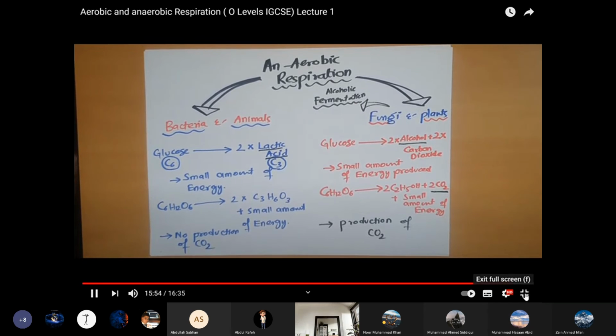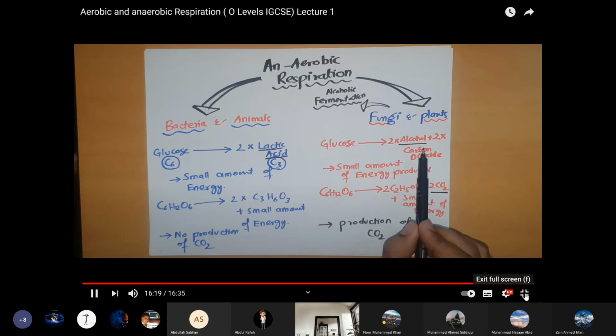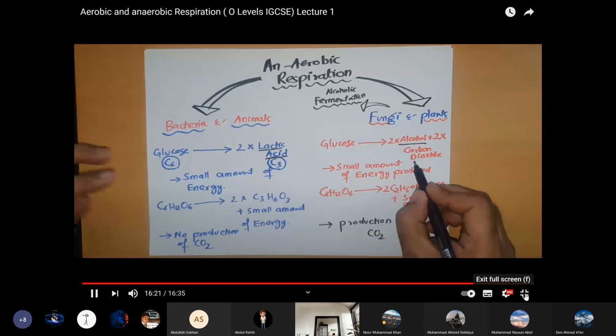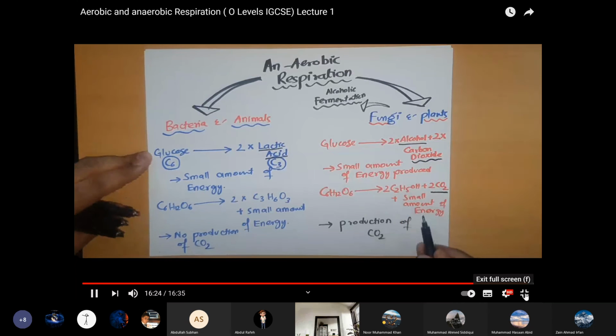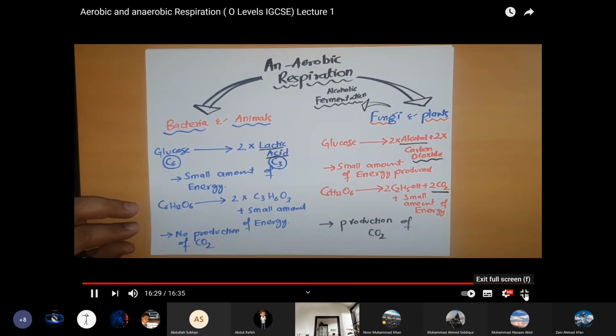So we conclude our lecture over here. Again, just a quick review of the differences between the anaerobic respiration: in bacteria and animals, when the glucose breaks down in the absence of oxygen, we get two molecules of lactic acid and a small amount of energy, and there is no production of carbon dioxide. While in fungi and plants, anaerobic respiration, which is also called alcoholic fermentation, breaks glucose down into two molecules of alcohol and two molecules of carbon dioxide and a small amount of energy, and there is production of carbon dioxide.